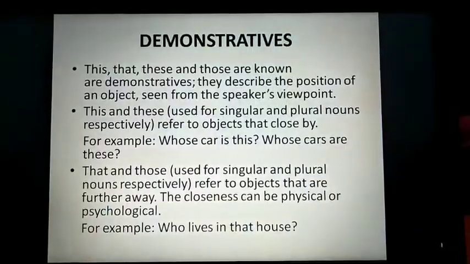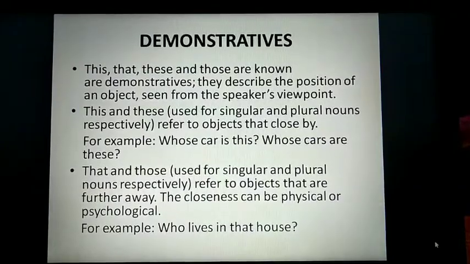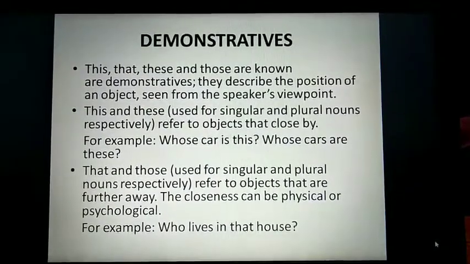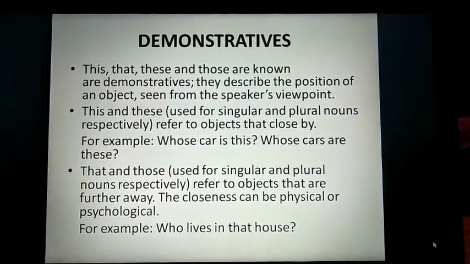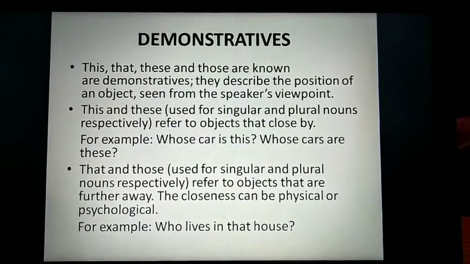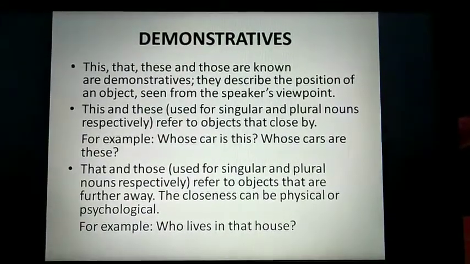Moving ahead, we have demonstratives. This, that, these, those. These are known as demonstratives which describe the position of an object that is seen from the speaker's viewpoint. This and these are used for singular and plural nouns and refer to subjects that are close by. For example, whose car is this, or whose cars are these.